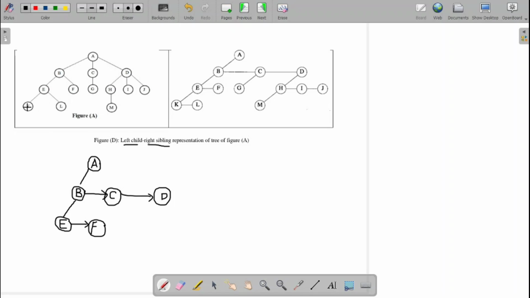Again, next for E, what is the child of E? It is K. The child of E is K. Then what is the sibling of K? It is L. The sibling of K is L. Then next, F doesn't have any children. Then next will be C. What is the left side of C? The left side of C is G.